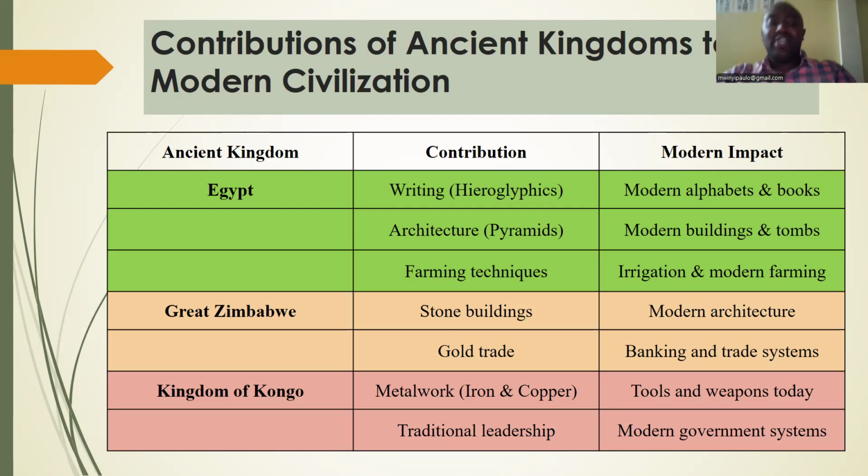We also have now the Kingdom of Congo. What are some of the contributions of the Kingdom of Congo? One, metalwork, the use of iron and copper, which in the modern world has impacted the tools and the weapons that are used today.